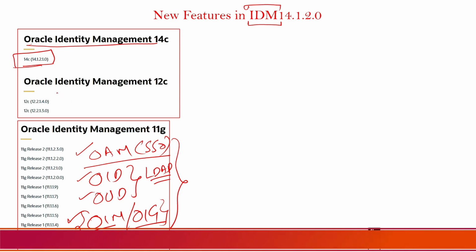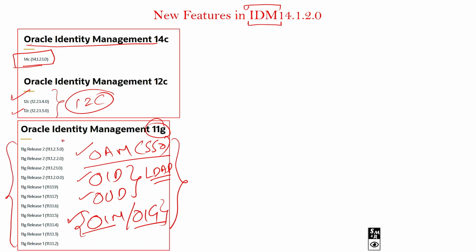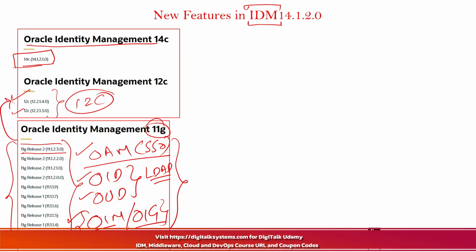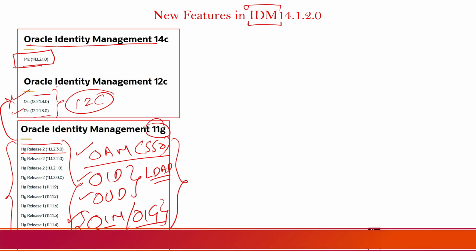The previous versions were 12.140 and 12.130, which are in the 12C versions, and prior to that it was 11G. There was a long series in the 11G, and this was the last version of the 11G, which is 11.1.230 patch set 3. After that 12C was released, and in 12C we had versions 12.2.130 and 12.2.140, and after 12.2.140 the latest version is now 14.120.